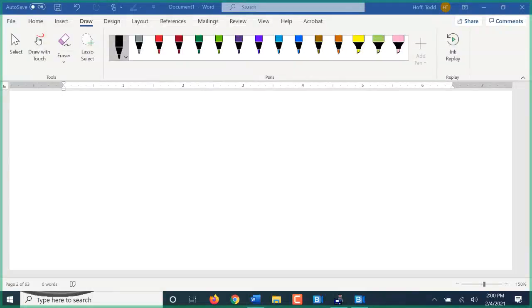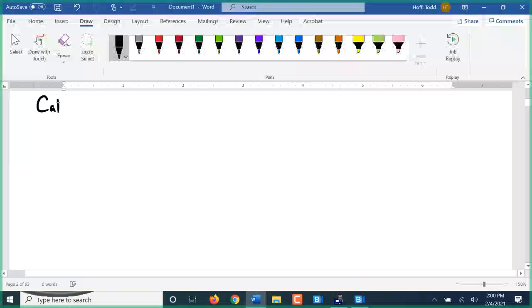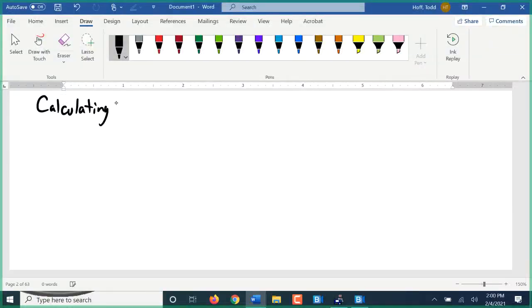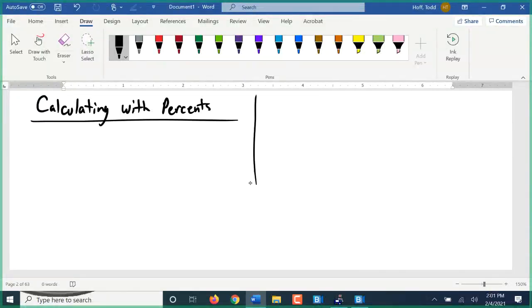Well, today we want to get into the actual calculation, the exact calculation of percents, rather than having to use those benchmarks to build those percents. Now we're going to look at two different methods of calculating with percents. What I'm going to do is I'm going to cut my screen in half here. I'm going to use just the left half right now, and I'm going to talk about the proportion method.